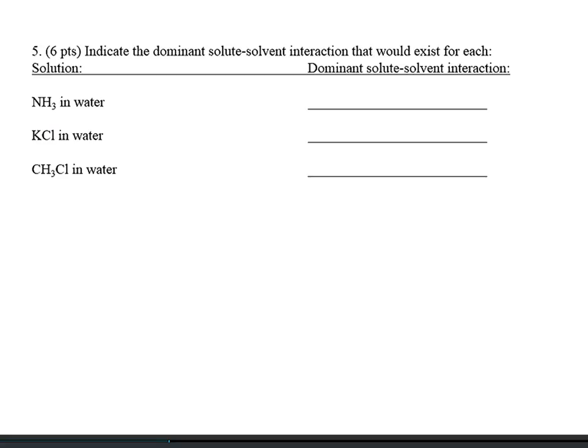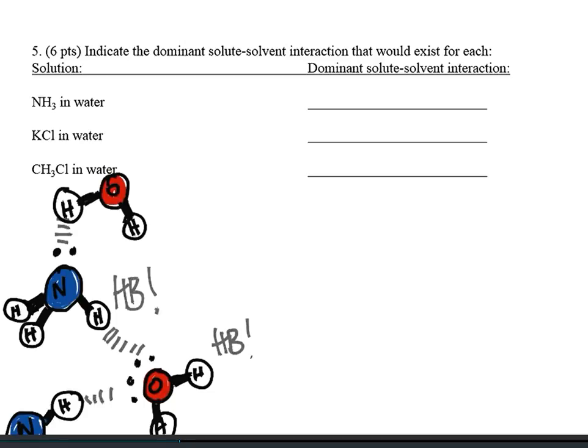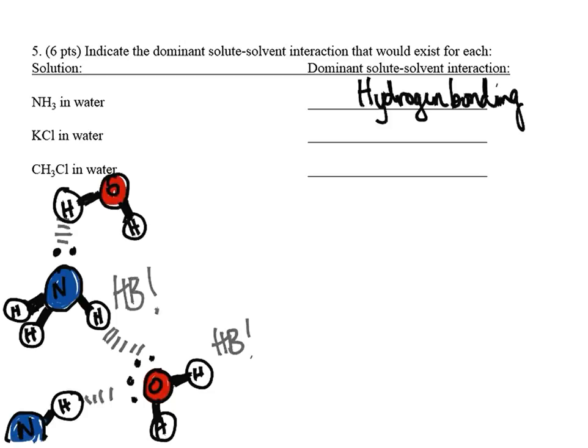So we have ammonia in water. Remember, these are solute-solvent interactions, and so these are the interactions that form when you mix the solute, which is the first one listed, with the solvent, which is the second one listed, which is water for all 3 of these. So ammonia is a polar molecule, and it can hydrogen bond because it looks like this. So ammonia can hydrogen bond, water can hydrogen bond, which means they can hydrogen bond to each other, right? Just like this. So this would be the solute-solvent interactions for ammonia mixed with water. So you would write hydrogen bonding.